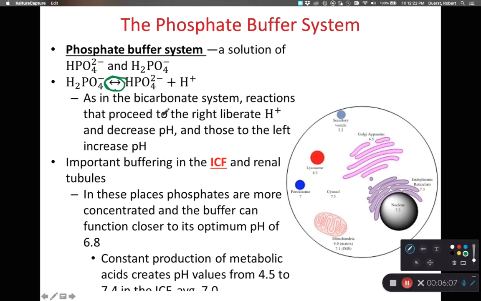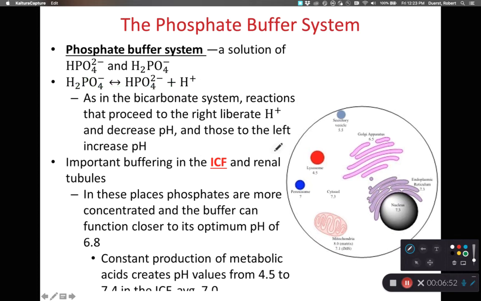So we can proceed to the left or to the right, depending on whether or not we want to liberate or reduce the amount of hydrogen ions. With this buffering system, if we are adding more base to our blood, the phosphoric acid buffering system proceeds to the right and will liberate more hydrogen ions to compensate for the addition of more basic chemical compounds into the bloodstream. Conversely, if we're adding more acid to our bloodstream, the phosphate buffering system will move to the left and remove hydrogen ions from solution to compensate for the increase in the amount of acid.